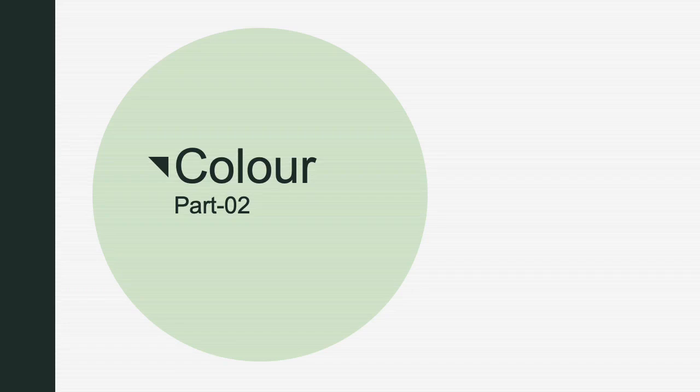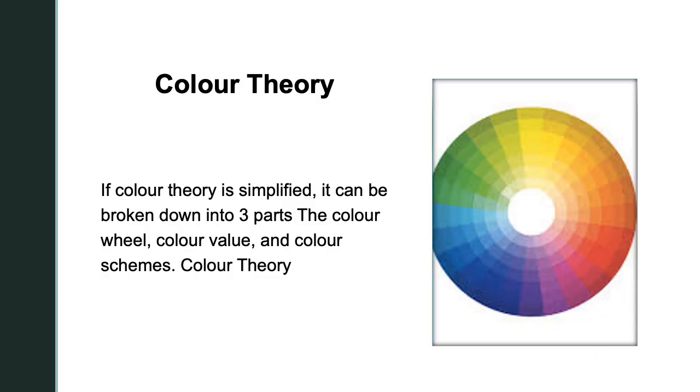Our topic is color. This is the second part of importance of color in designing. Previously you have studied what is color theory. If color theory is simplified, it can be broken down into three parts: the color wheel, color value, and color schemes. This is the color theory. Today we will study about color value and color schemes.